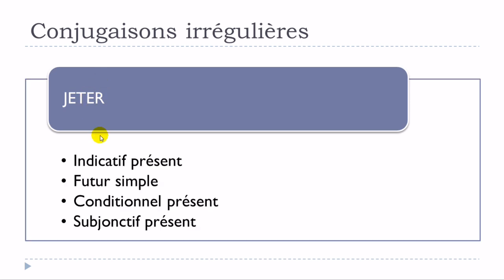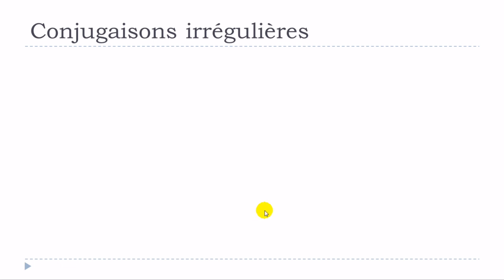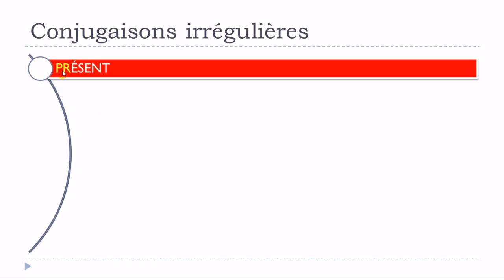But we'll see that the following tenses will be affected by these changes: indicatif présent, futur simple, conditionnel présent, and then subjonctif présent. For all the other tenses, jeter will follow the rule from the first group of verbs. But for these tenses, we will have little changes, and we'll see right away what these changes are for the présent form.